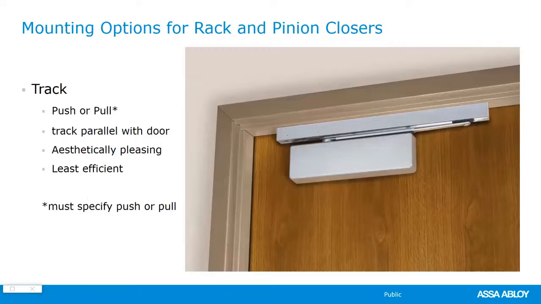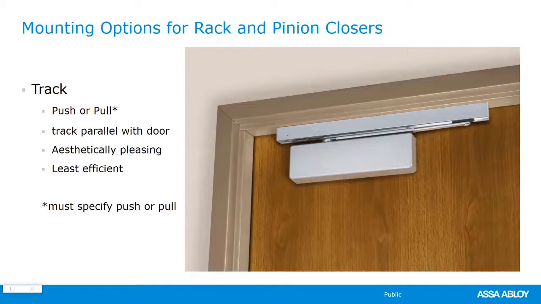All the previous types of mounts that I mentioned earlier are not handed, meaning that you don't have to specify right hand or left hand. They'll work push or pull, depending on what type of arm you have. But with track, you definitely have to specify what side of the door it's going to go on. You don't have to specify right or left, but you do have to specify push or pull.